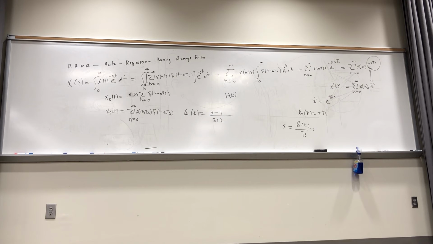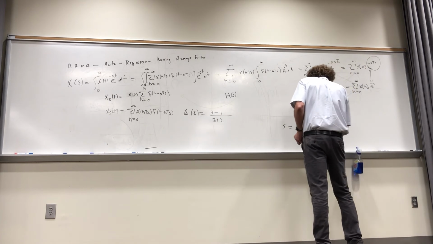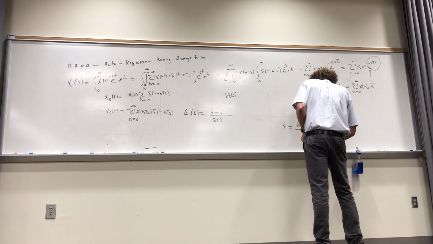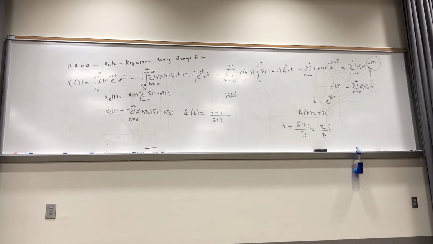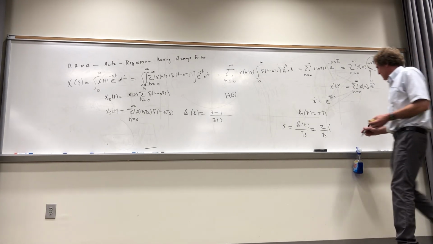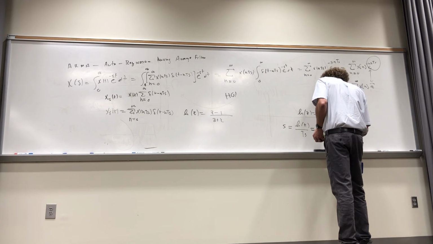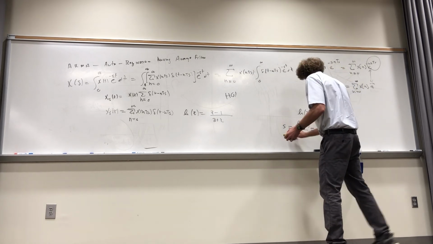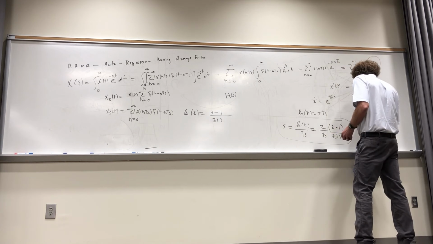There's one page, I suppose, that has it. He does it in s. He's going to say this is equal to 2 over Ts, and then it's going to be times z minus 1 over z plus 1. All right, this is the deal here. This is called a bilinear transform.